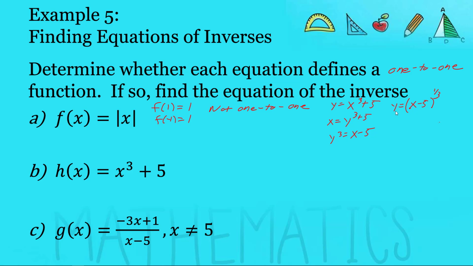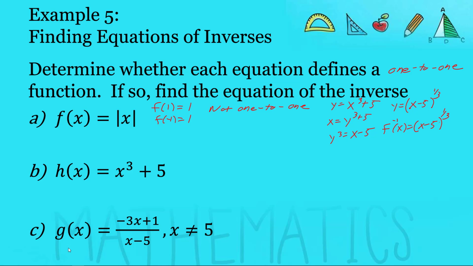And then I'm going to replace my y with f negative 1 of x, and that will give me f negative 1 of x is equal to x minus 5, that quantity raised to the 1/3 power. Okay, so that one's done.